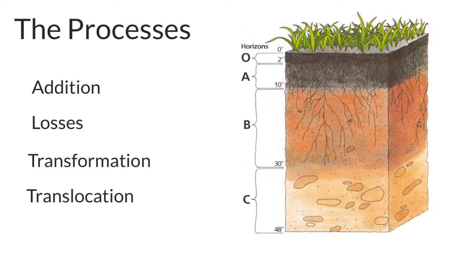Okay, so for the processes of soil formation, we have four: addition, losses, transformation, and translocation. And to best explain or illustrate the effects of these processes, I have here a soil profile. So this is the end product of these processes. The reason why you observe different coloration or different layering is because of the action of these addition, losses, transformation, and translocation processes within the soil.